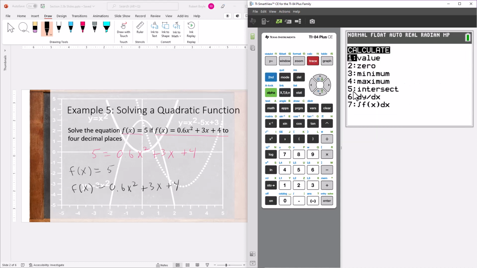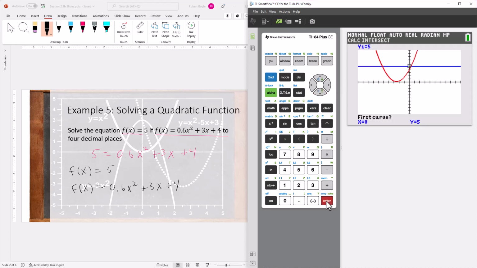And notice that one of the enters here is intersect. That's what we're looking for. So let's go down there and hit intersect, because remember, they're satisfied when those two graphs intersect, and hit enter. And now notice here, you're asking for the first curve. And notice now, in this particular case, the little cursor here is on the blue curve.